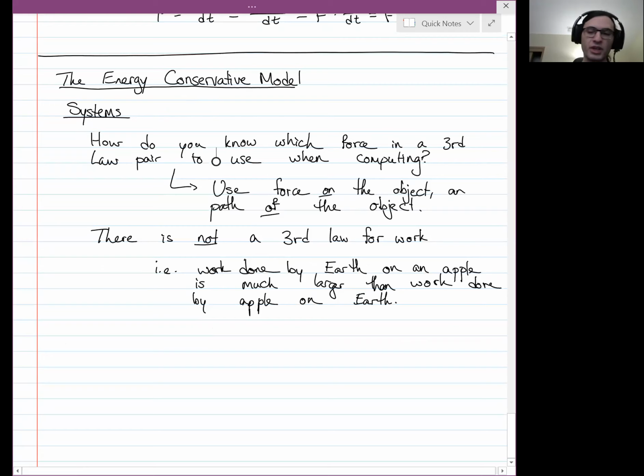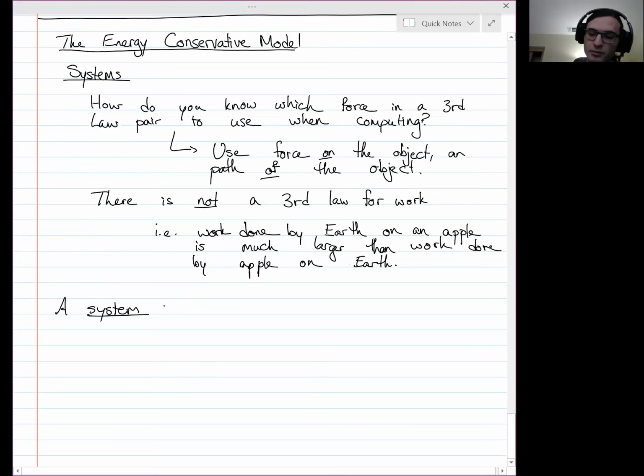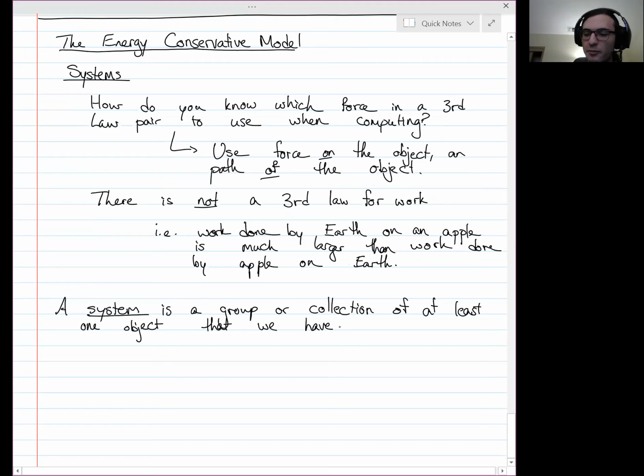Right. So in order to keep things straight when talking about work, we're going to introduce the notion of a system. A system is a group or collection of objects, or at least one object, I suppose. This is a technical definition, so I have to write it down. At least one object that we have arbitrarily lumped together.